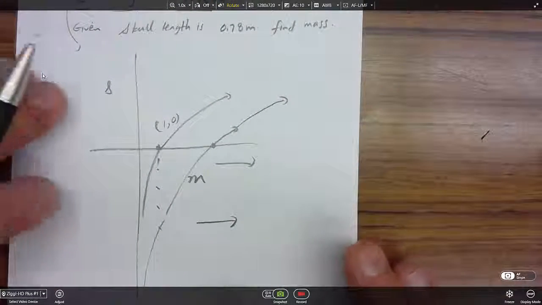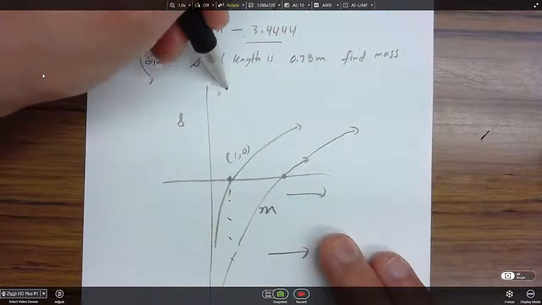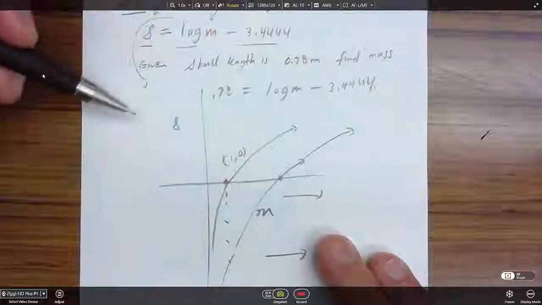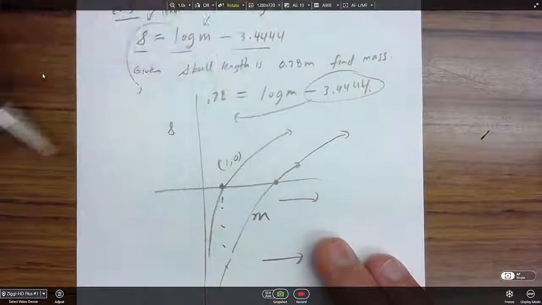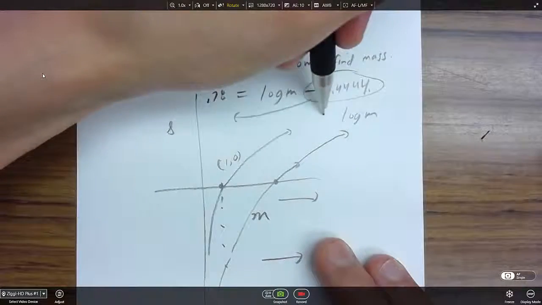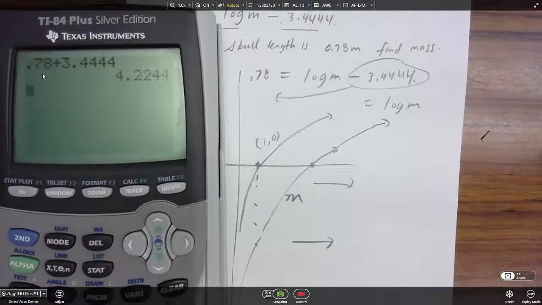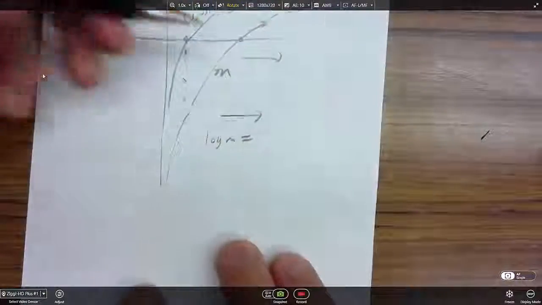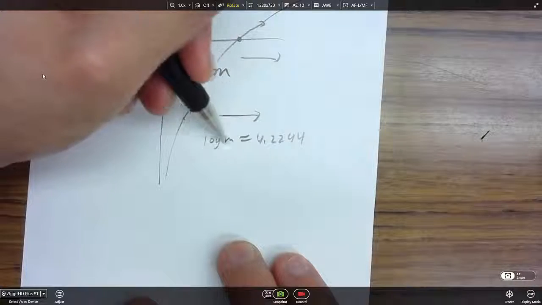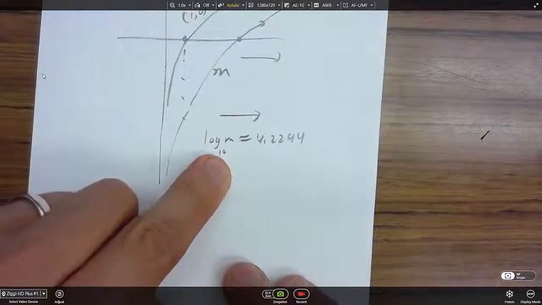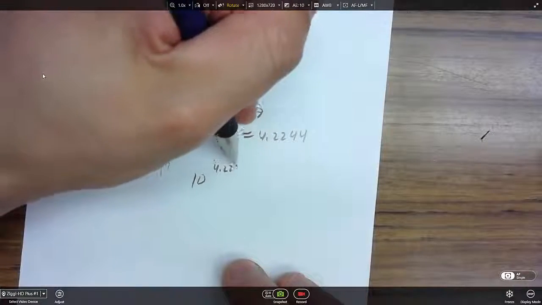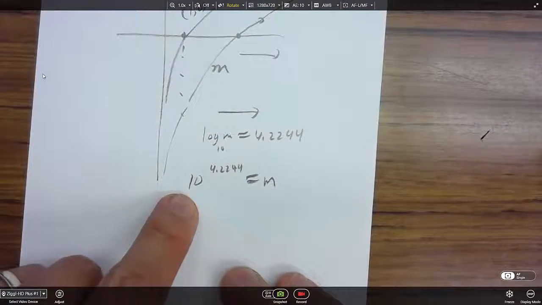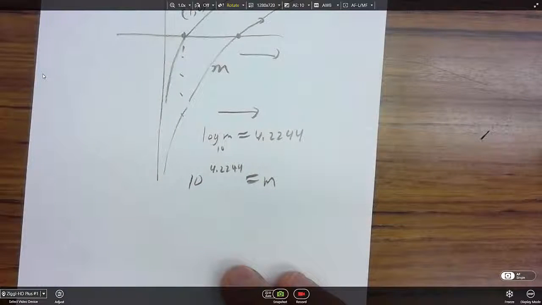Of course, we can't have a negative skull size, so we're generally talking about from here and on. Now algebraically, we have a skull length S given as 0.78, and this equals log m minus 3.4444. This is simply an algebra question. You take a negative term here, throw it to the left, it becomes a positive. So we have log m equals 0.78 plus 3.4444, which is roughly 4.2244. We can very easily solve for m, understanding the exponential form here: 10 to the 4.2244 is approximately m. This means that the mass of the dinosaur is greater than 10 to the 3, which is 1,000 kilos. 10 to the 4 is greater than 10,000 kilos.